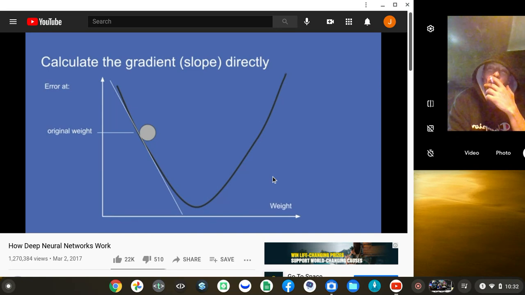And that's that if we're careful about how we design our neural network, we can calculate the loss slope directly, the gradient. We can figure out the direction that we need to adjust the weight without going all the way back through our neural network and recalculating.